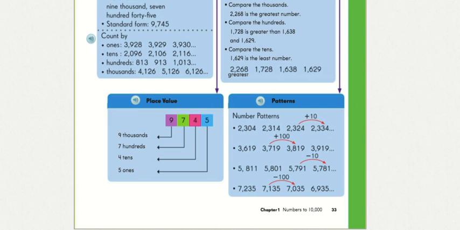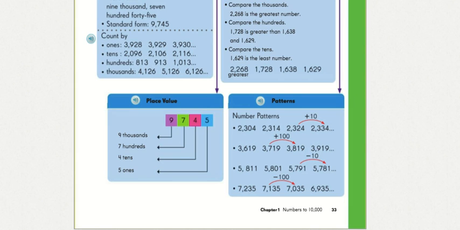Something else we've looked at is patterns in numbers. What do we notice here? 2,304, 2,314. Where do you notice a change? Not in the ones, it's in the tens. In fact, it's going up by 10 each time.